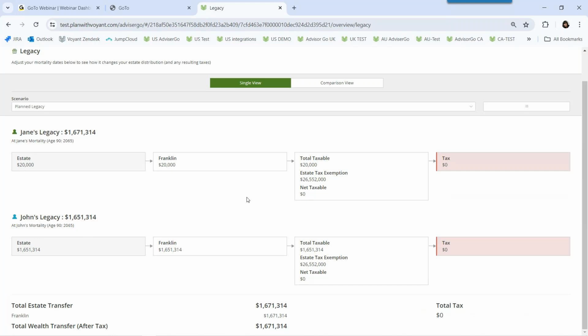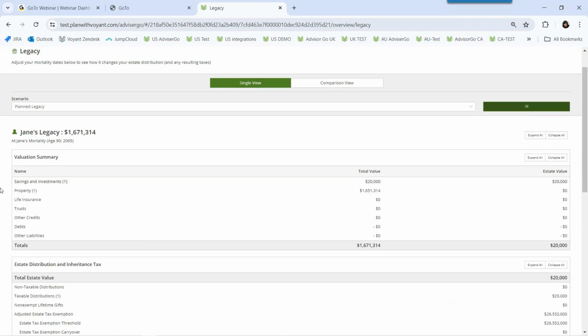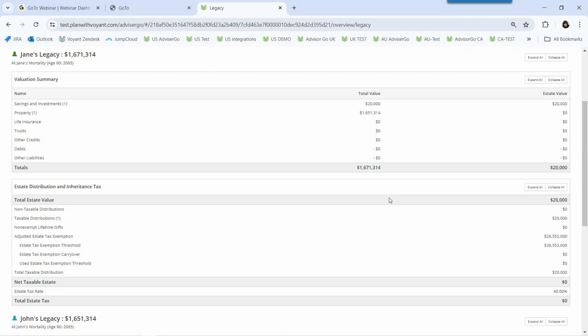They don't currently have any estate tax that they would be expected to pay on their estate at the end, but how much would they be transferring to their son? We can see 1.6 million. If you wanted to see the details of that, you can see that's coming primarily from this property in the plan, and then they have their 20,000 in their emergency fund at the end of the year.